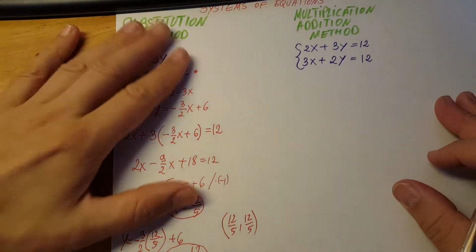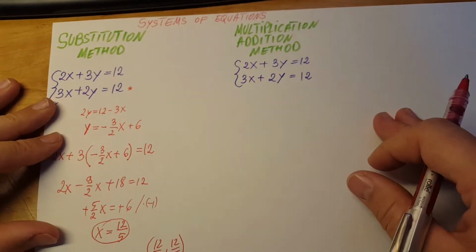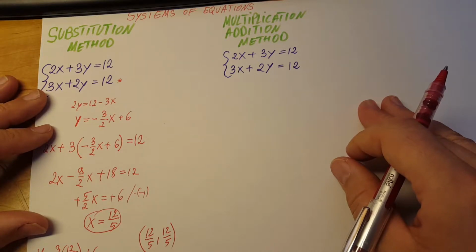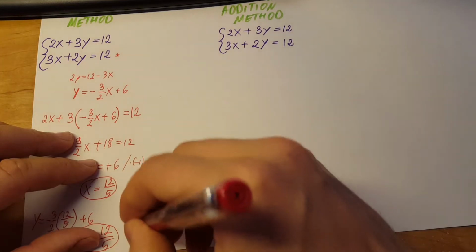So this was the substitution method. Now let's compare how the multiplication addition method compares. If we do everything correctly, we should get to the same solution.